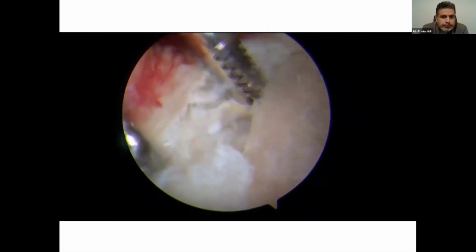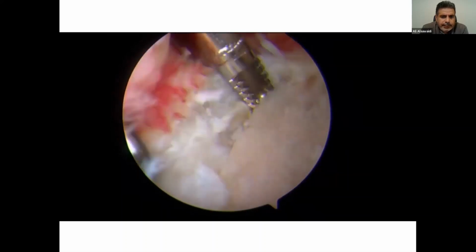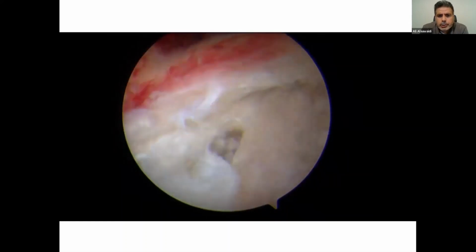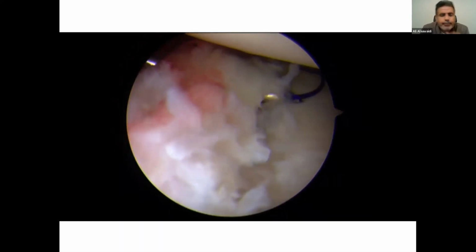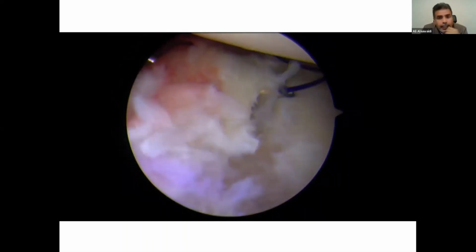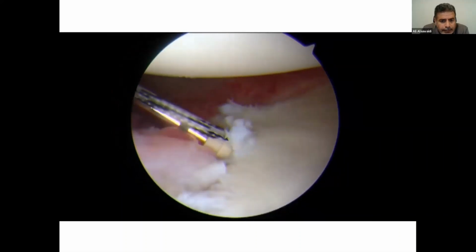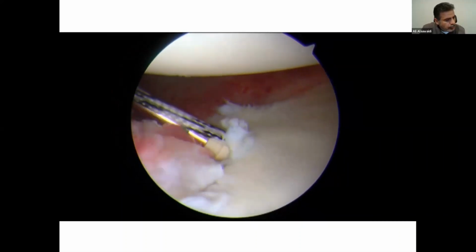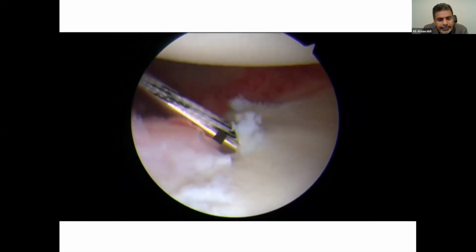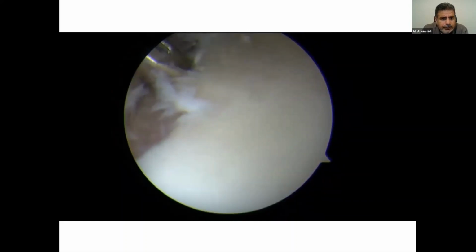from the superior portal, as I talked to you about, I do most of the preparation of the posterior glenoid, and I make sure that the labrum is well liberated before I go ahead and do the shuttling. And in this particular case, interestingly, I decided to use a knotless technique. So this is the knotless technique, and I did 4 anchors here.